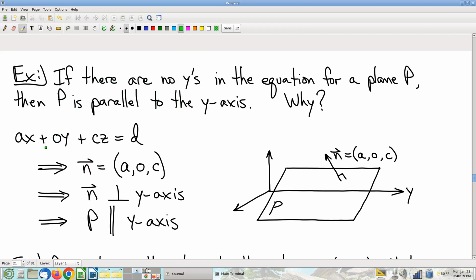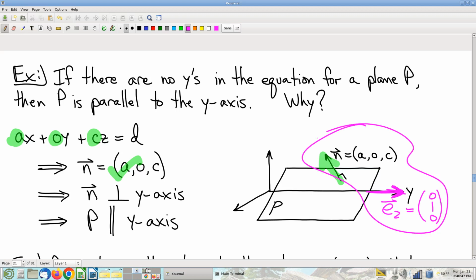Okay, all right, what does that mean? Well, keep in mind, when you have an equation, you can look at those coefficients. Those tell you your normal vector, right? And I will observe that normal vector is perpendicular to the y-axis, whose direction is defined by E2, namely 0, 1, 0. Easy dot product. That dot product's clearly 0. So those vectors are clearly perpendicular.